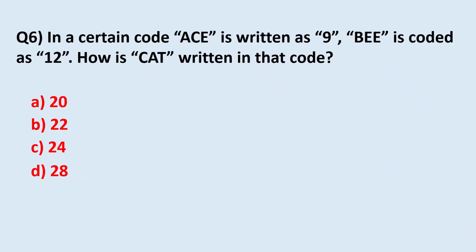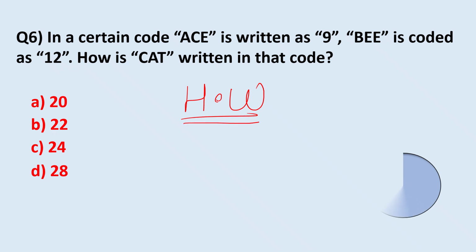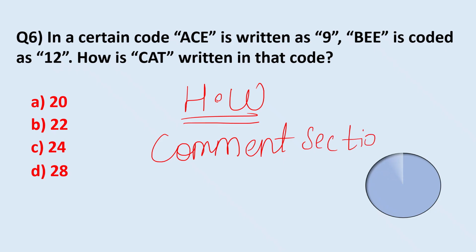Question number 6 on your screen. This will be your homework question, students. Try to solve it and tell me the answer in the comment section. In a certain code, ACEE is written as 9. BEE is coded as 12. How is cat written in that code? Please use, for each alphabet, the number assigned to it. You will easily get the answer. Do tell me the answer in the comment section below.